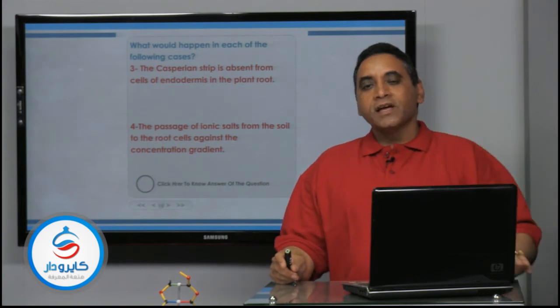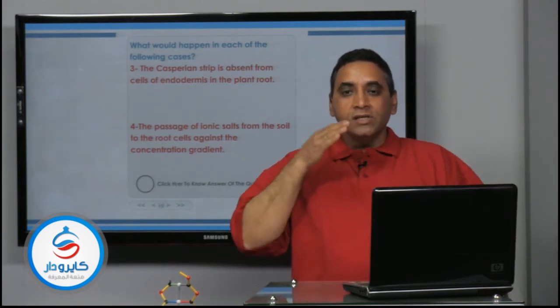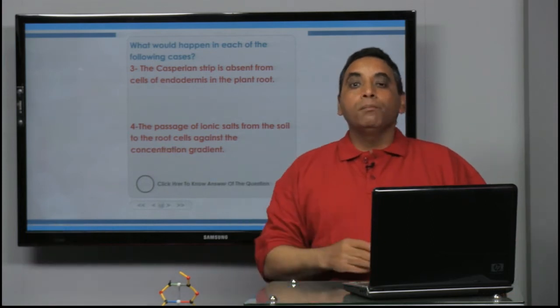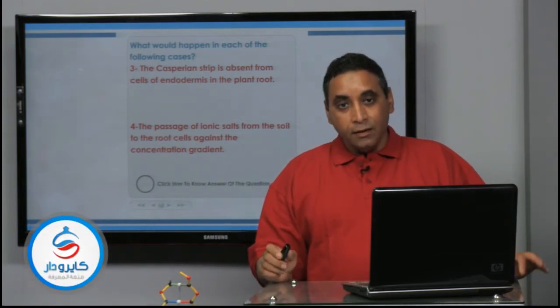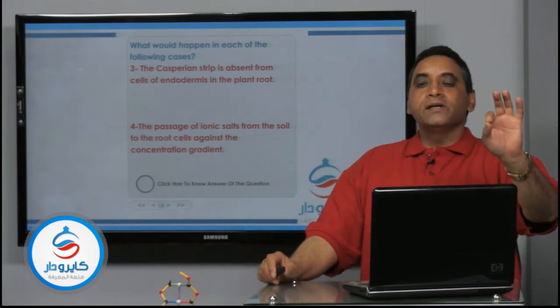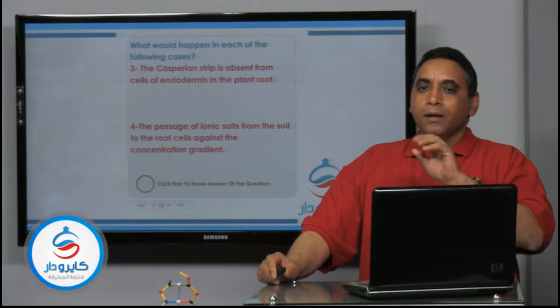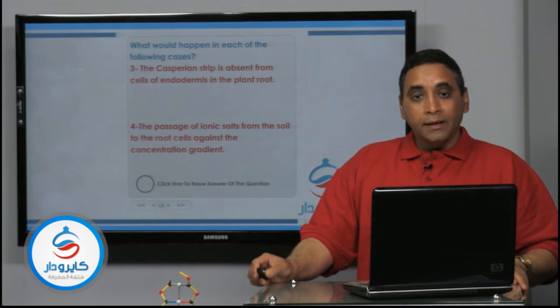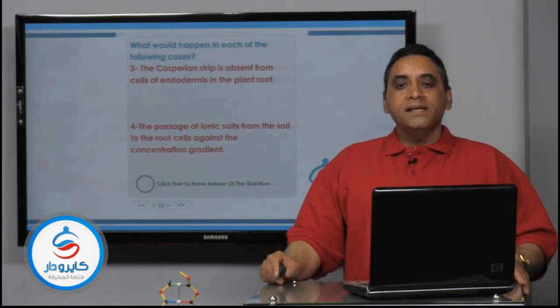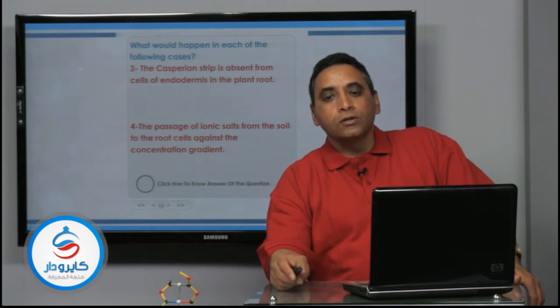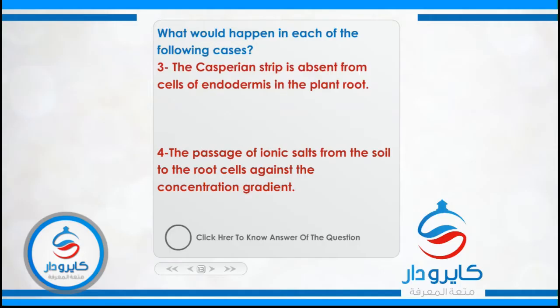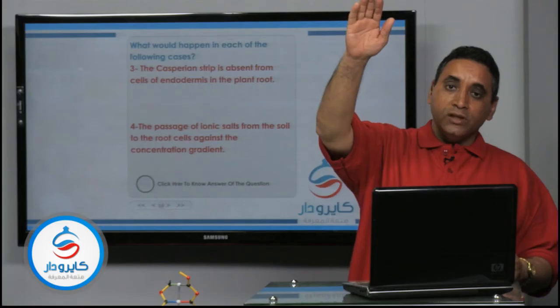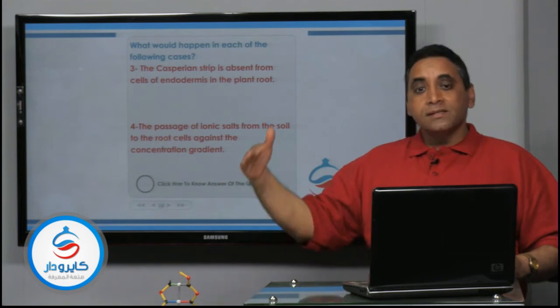So the presence of the Casparian strip allows the water to reach the xylem vessels and prevents it from reaching the phloem by imbibition, which is not controlled by the cell. So with the absence of the Casparian strip, the water does not pass through the xylem vessels only, but can reach the phloem by imbibition, which is not controlled by the cell. But the next point: the passage of the ionic salts from the soil to the root cells is against the concentration gradient. The passage of ions against the concentration gradient means from a low concentrated medium to a high concentrated medium. That means it takes place against the concentration gradient.